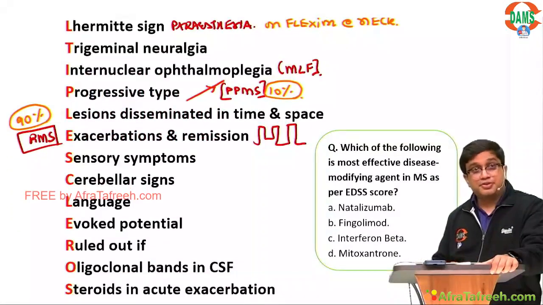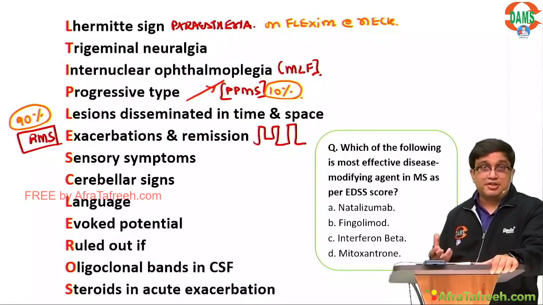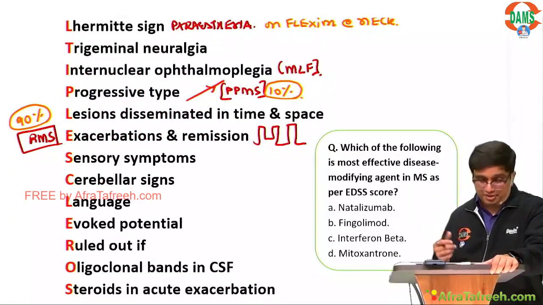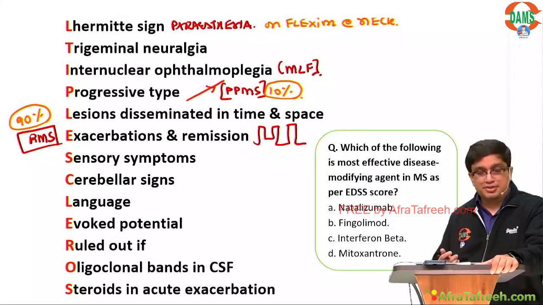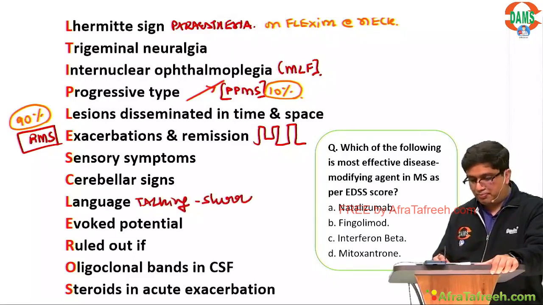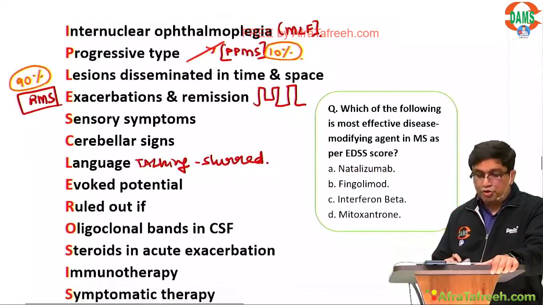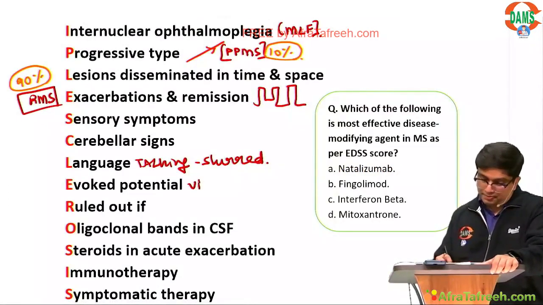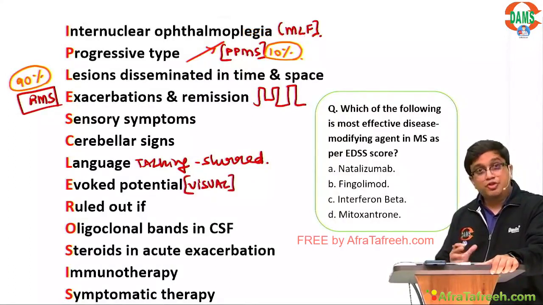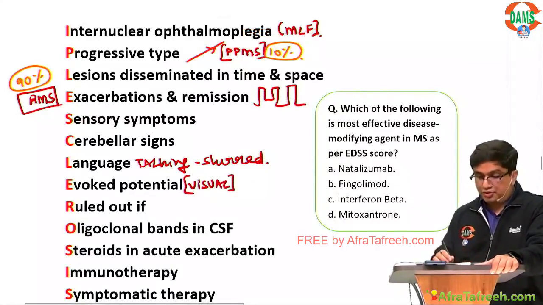Sensory symptoms, yes, which get often exacerbated on flexion of the neck, paresthesia. Cerebellar signs could be seen in them. Language, yes, the talking in them is often slurred. The speech is often slurred in them. Now, evoked potentials are also important, that we know as visual evoked potential. The visual evoked potential means to diagnose what? Optic neuritis.